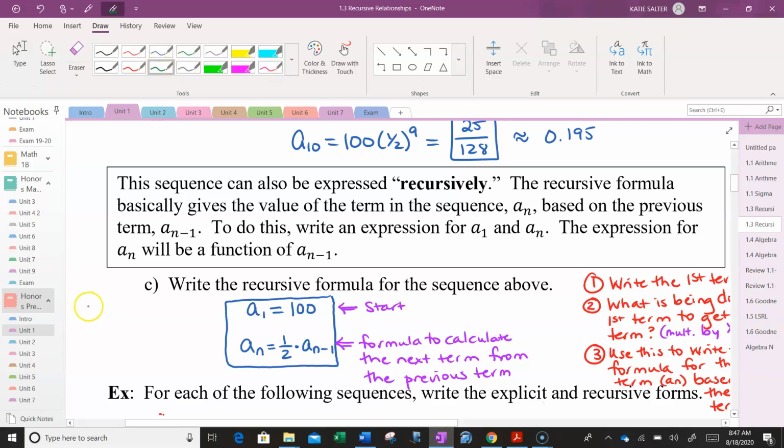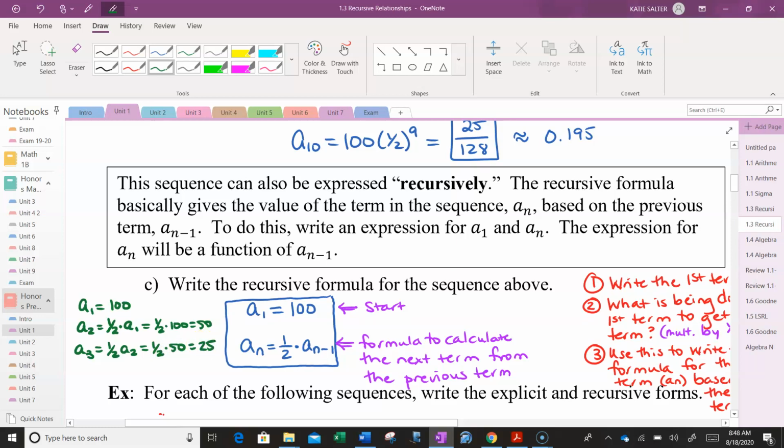So if I know that a sub 1 is equal to 100, to get a sub 2, I would half a sub 1. Notice, if n was 2 right here, then 2 minus 1 right here would be 1. So that's why it works. If we make this a sub 2, then a sub n minus 1 would be a sub 1, and so we use the previous term. Well, that's 1/2 times 100, which is 50. And then we would do it again. To get a sub 3, I'm going to half the previous term, which would have been a sub 2. So I'm going to half 50, and half of 50 is 25.